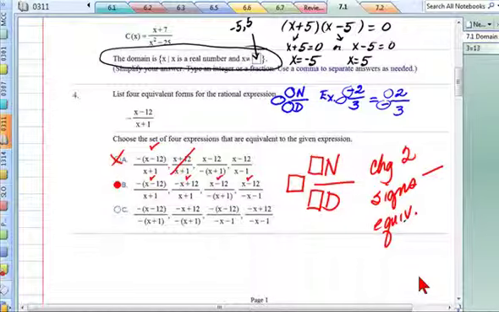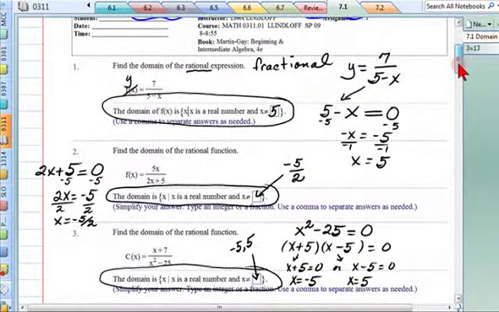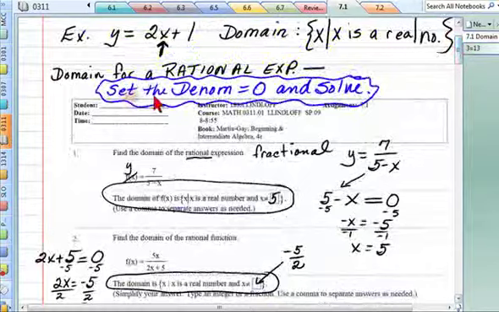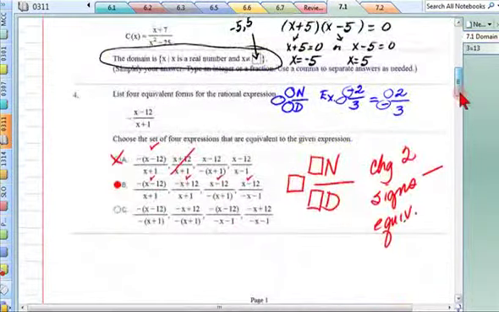Let's go on. There are 3 questions that start out asking you about domain. How do you find the domain of a rational function? Set the denominator equal to 0 and solve, and that's what you can't let x equal. X cannot equal the answers. All right, then there's that one question about signs.